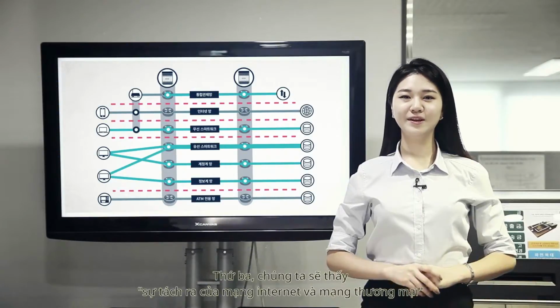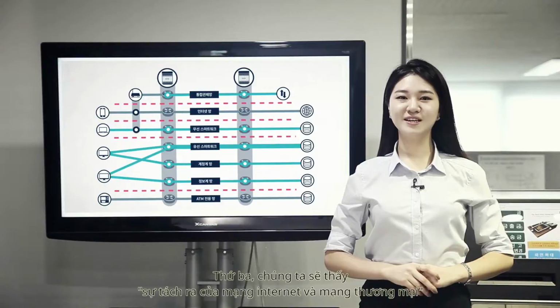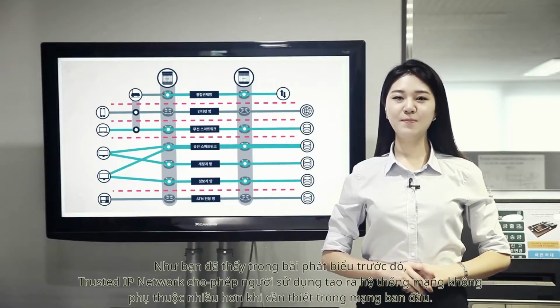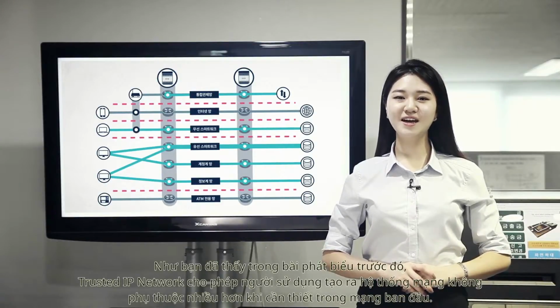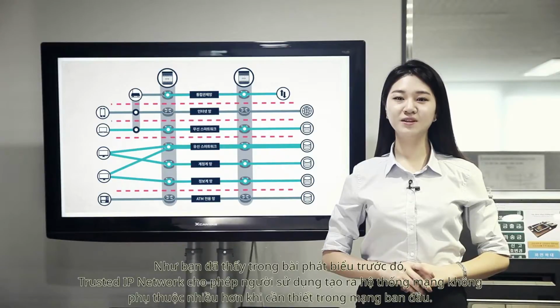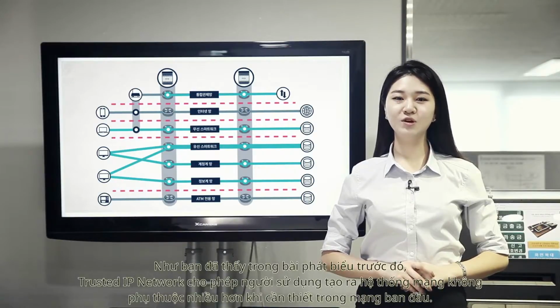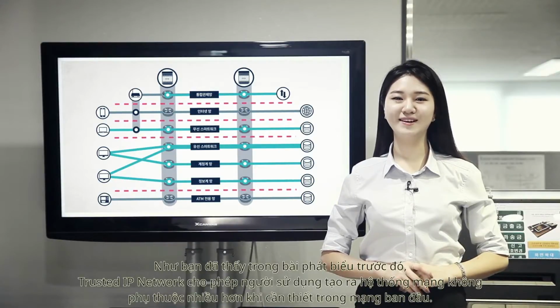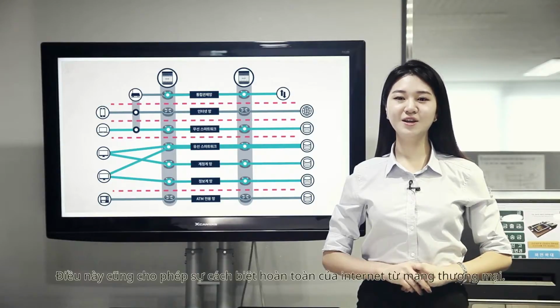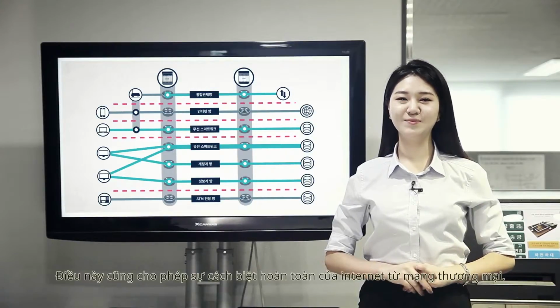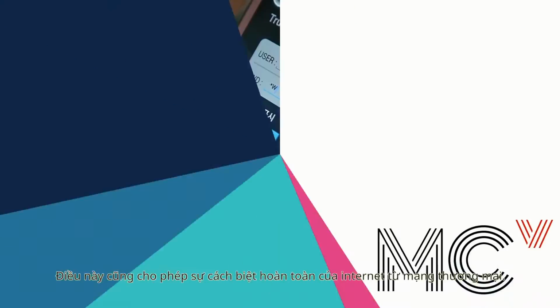Third, we will see the separation of Internet and the business network. As you have seen in the previous remarks, the trusted IP network enables users to create as many independent networks as needed in the original network. This also enables the complete separation of the Internet from business networks.